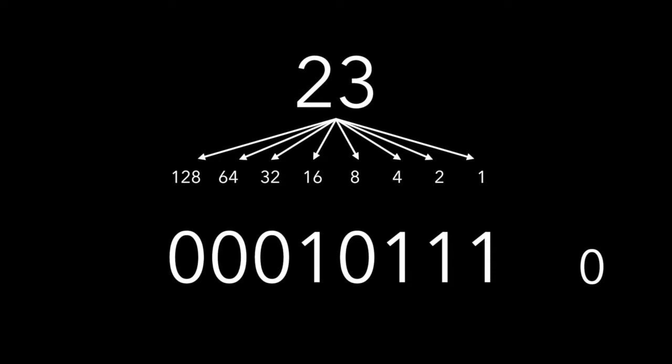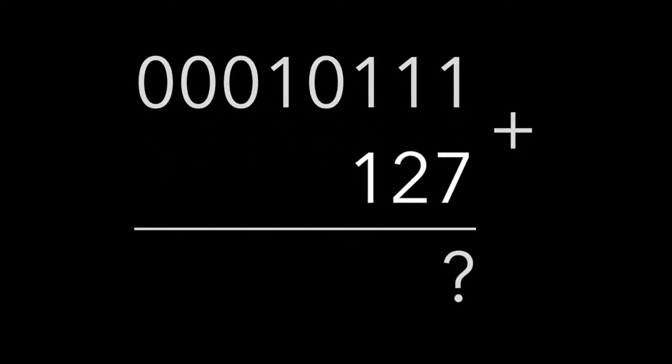And whenever converting to binary, we will always end up having a remainder of 0. If not, we've done something wrong. So now we have 23 in binary. And we just need to convert 127 to binary in order to add up these numbers with logic gates.